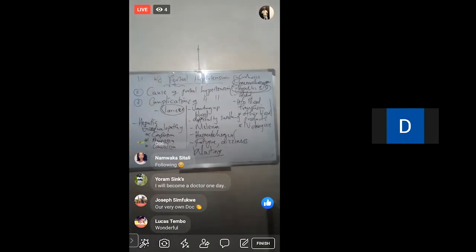Then on the pulse, we may find that the pulse of this patient is probably increased. It may be bounding and so on, depending on the cause and some of the other complications. When you look at the eyes, you may find that they are having conjunctival pallor. They may be having jaundice because of the liver disease.